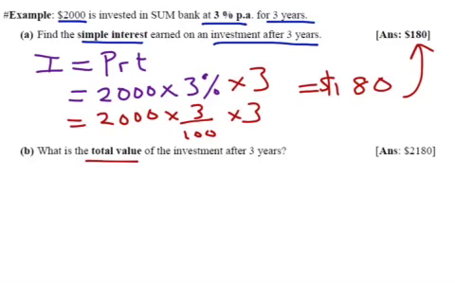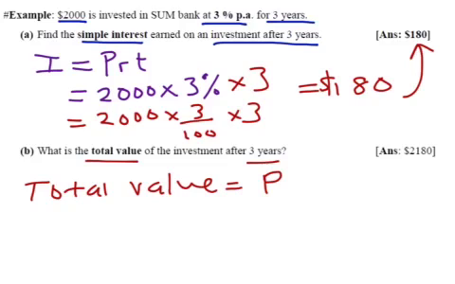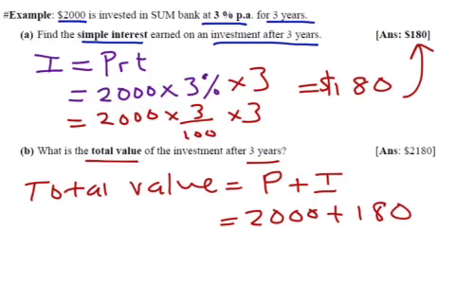Now the total value of the investment after 3 years. Well, to get the total value, all you've got to do is take the initial amount, the principal, and add the interest that you've earned. So it's going to be $2,000 plus 180. That's 2,180. Now let's look at the homework questions now.